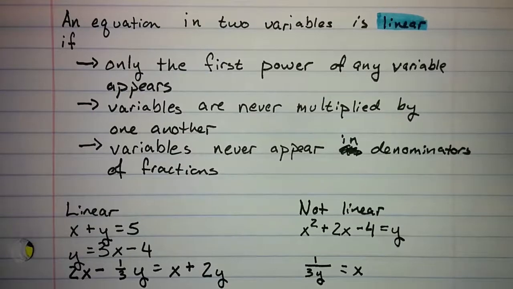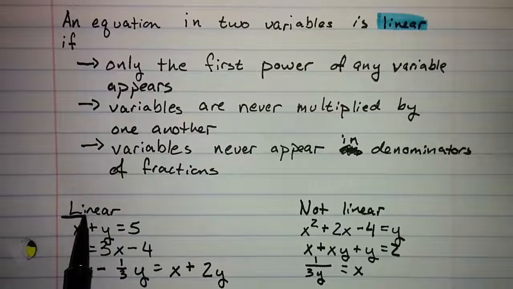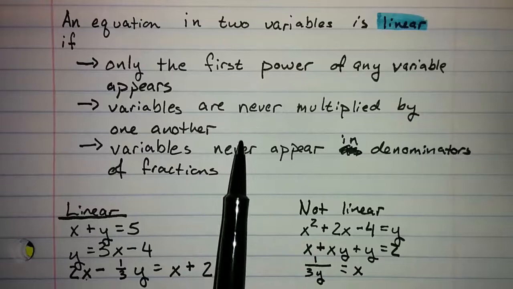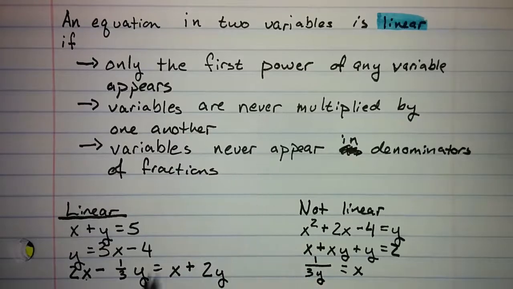x squared plus 2x minus 4 equals y, not linear. x plus x times y plus y equals 2, not linear. Notice the variables can appear on the same side of the equation, they can appear on opposite sides of the equation. We can even have each variable appearing on both sides of the equation. This word linear doesn't tell us anything about where the variables appear, just what powers appear, and the fact that all that ever happens to a variable is being multiplied by a number, and then addition and subtraction.